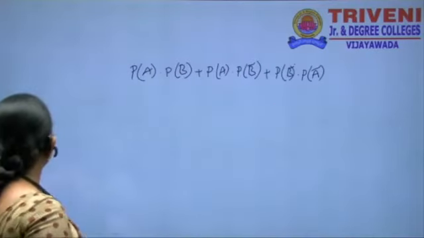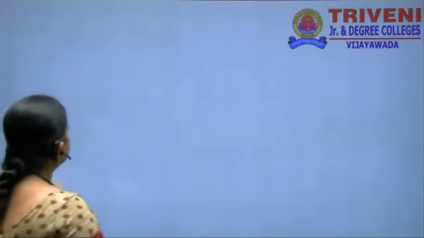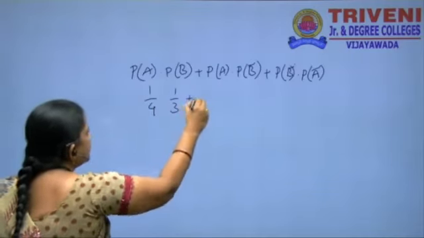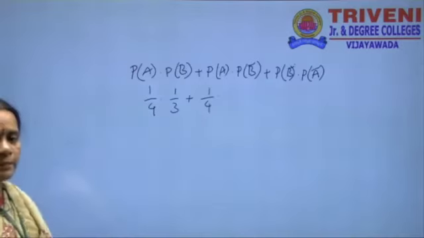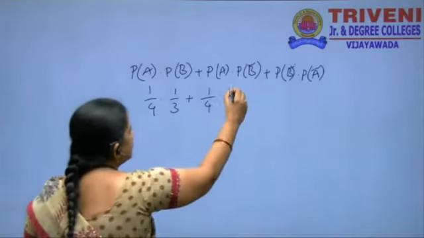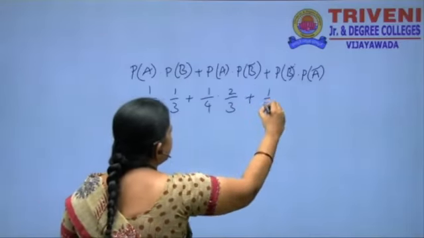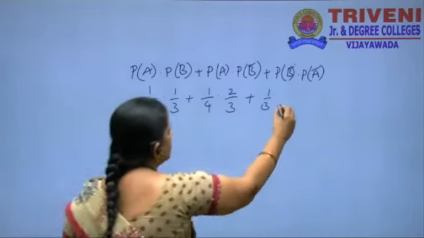We have to find the value. P of A is 1 by 4 into 1 by 3. Here the P of A is 1 by 4, P of B is 1 by 3, P of B bar is 2 by 3, and P of A bar is 3 by 4.